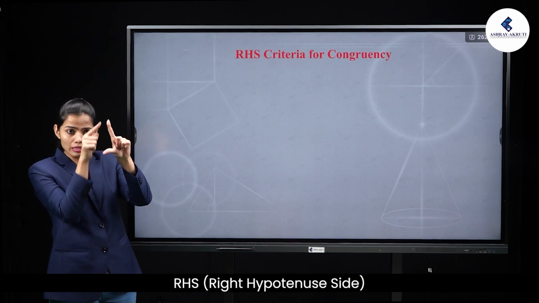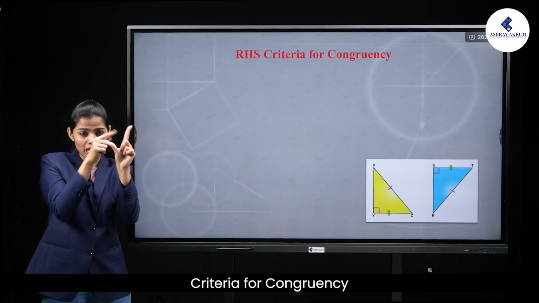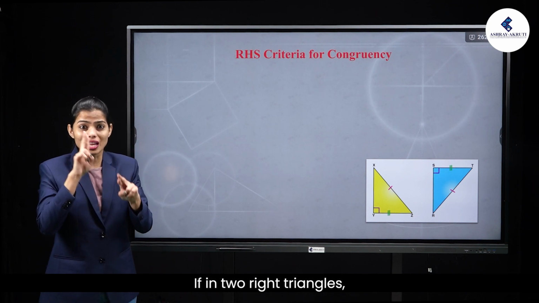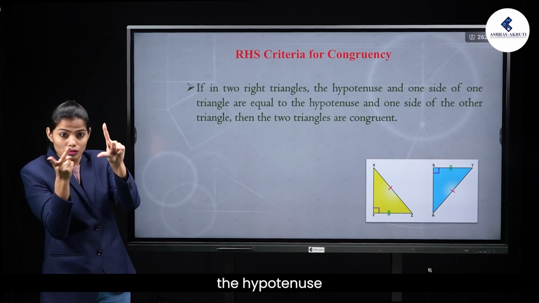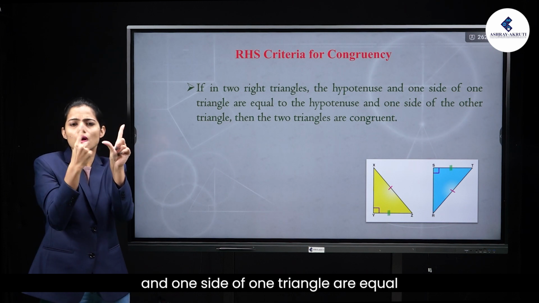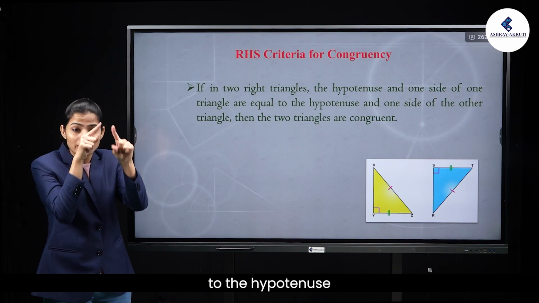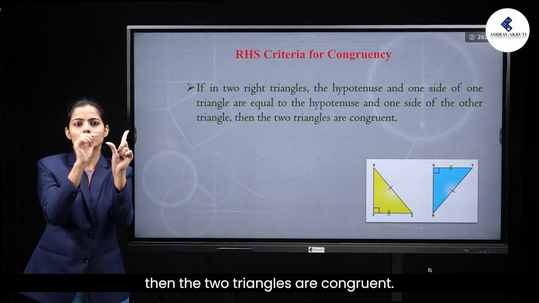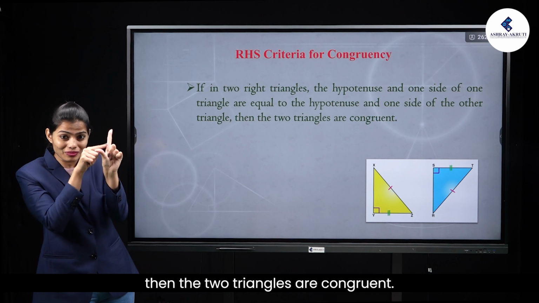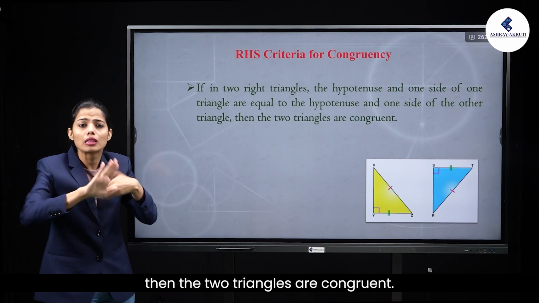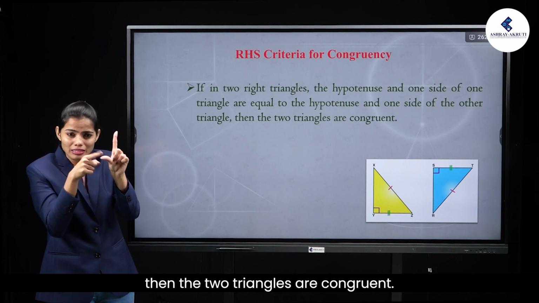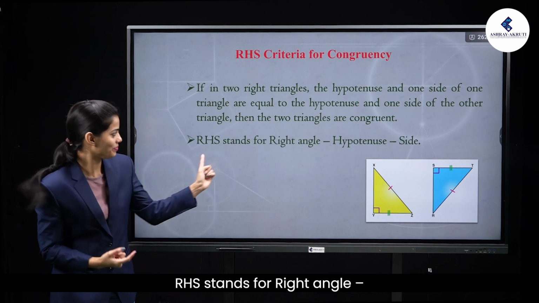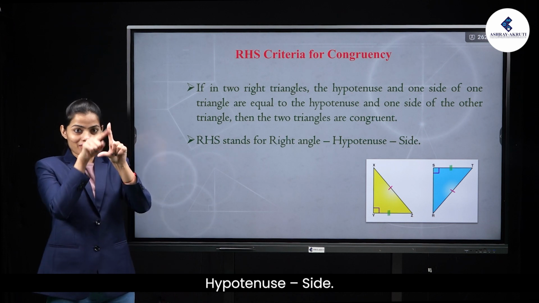Right angle hypotenuse side criteria for congruency. If in two right triangles, the hypotenuse and one side of one triangle are equal to the hypotenuse and one side of the other triangle, then the two triangles are congruent. RHS stands for right angle hypotenuse side.